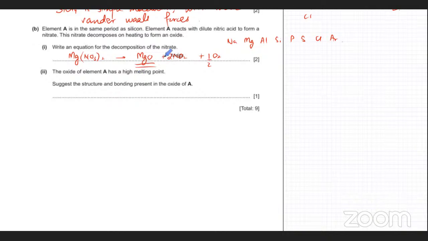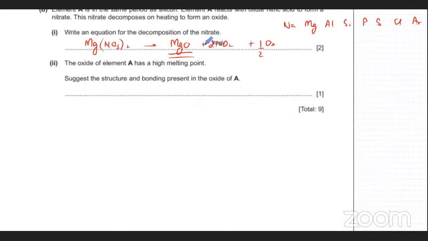What is MgO? MgO has a pretty high melting point, and the reason for that is that it's a giant ionic lattice with really strong ionic bonds. So it's just a 1 mark question. The ionic lattice is going to look like this.